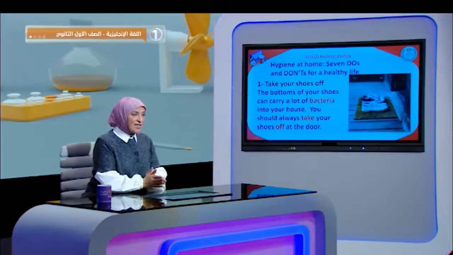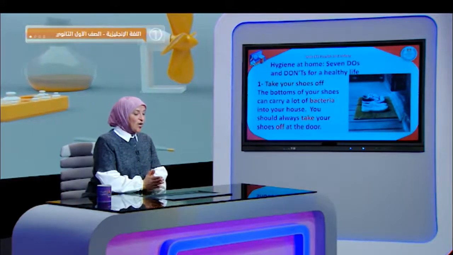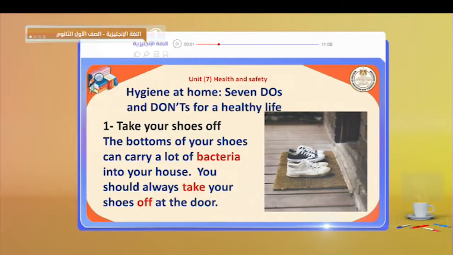Let's look here at our reading text. We have a reading text about hygiene at home. Hygiene at home, we have 7 do's and don'ts for a healthy life. In order to keep a healthy life, there are 7 do's and don'ts: some things which we must do and some things which we mustn't do.